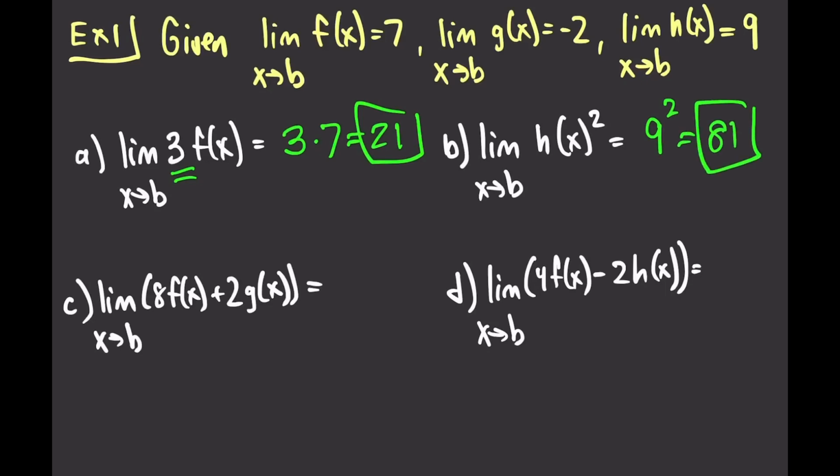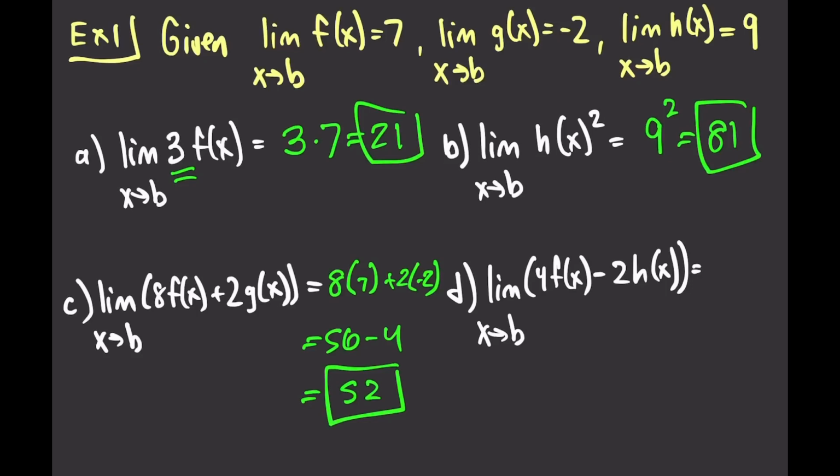Part C, a little bit more involved. It's just more arithmetic. It's not that much more challenging. I've got the limit of 8 times f of x plus 2 times g of x. All right, well, let's just write this out. It's going to be 8 times the limit of f of x, which is 7, plus 2 times the limit of g of x, which is negative 2. All right, so 8 times 7, 56. 2 times negative 2, negative 4. So that should give you 52.